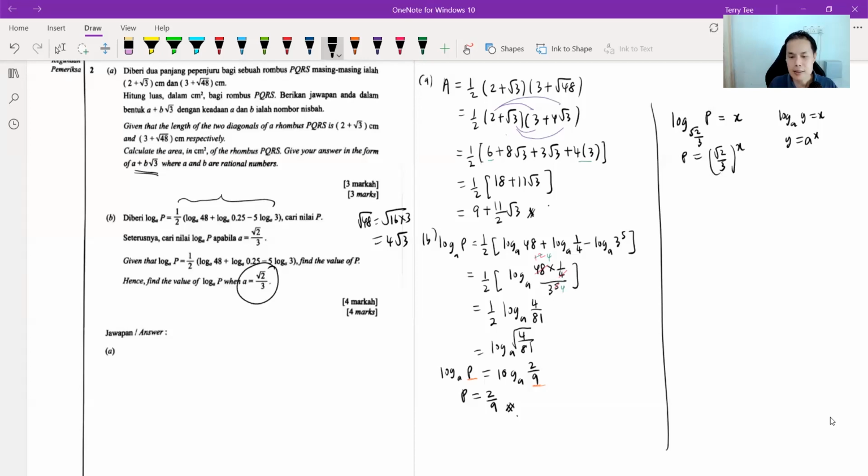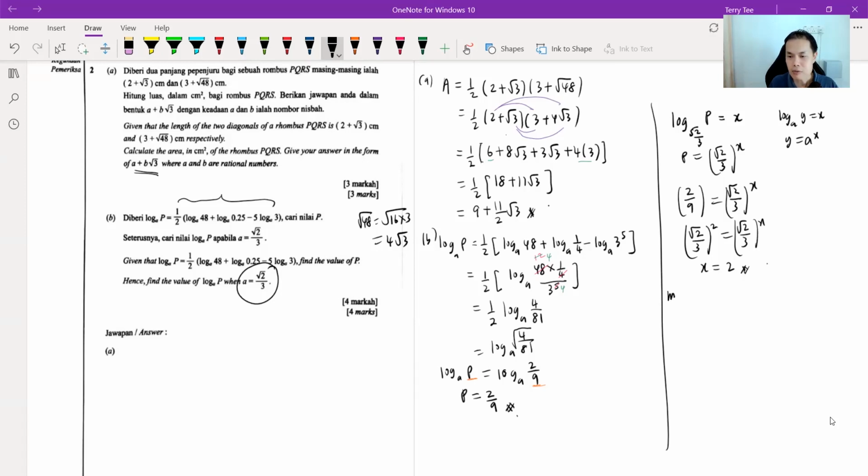And your P is now 2 over 9. This is root 2 over 3 power X, right? Now, we know this is actually root 2. In order to go from root 2 to 2, I have to square it. So I'm going to write this as root 2 over 3 with a bracket square. All right. And by comparison, we can find out X. Our X value is just 2. So this is by changing it from logarithm form to index form.